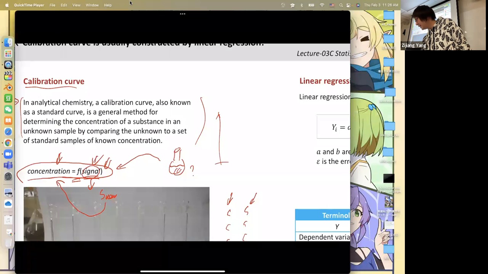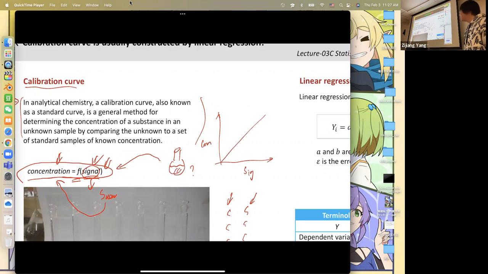And usually this relation is linear. So if this is signal and this is concentration, the relation is usually something like this. So we have a lower signal when we have low concentration. If we have high signal, we usually have a larger concentration. So this is something like the calibration curve.